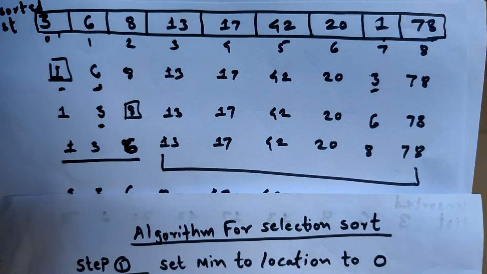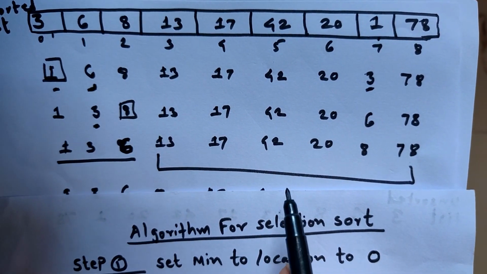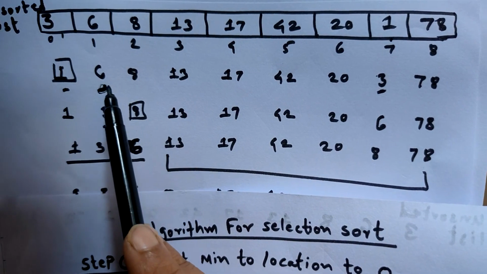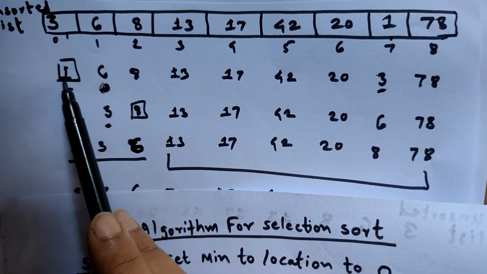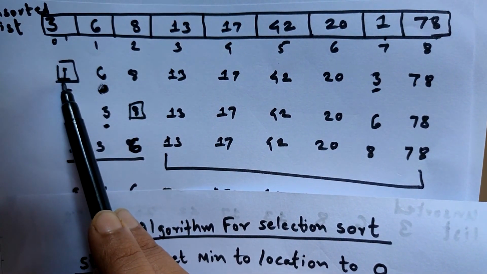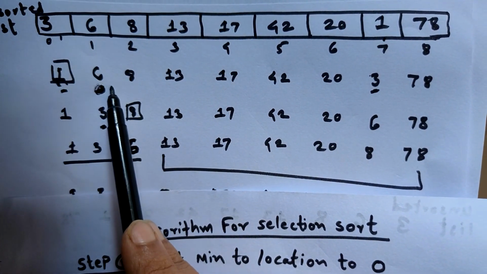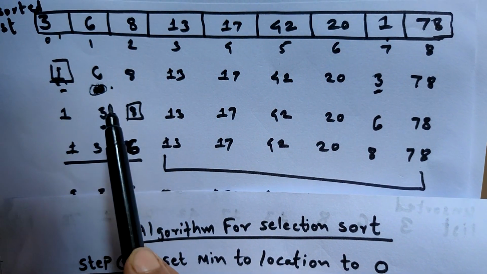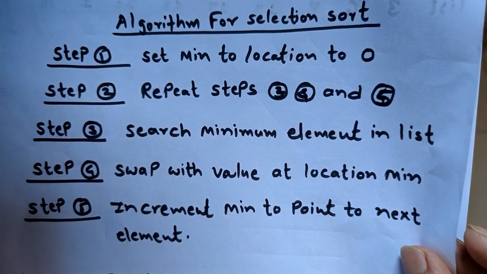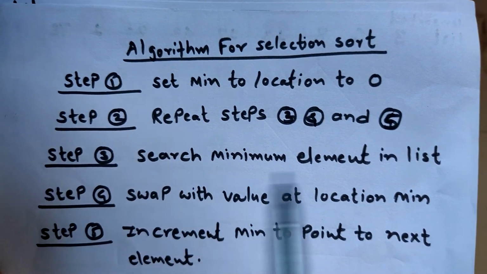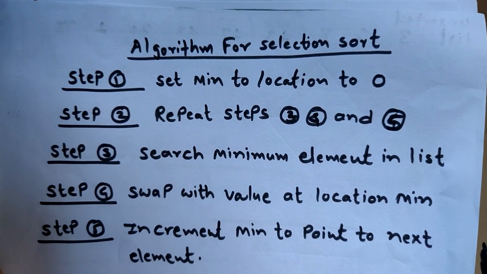Now the minimum will become, after the first iteration of sorting, the next element. So we know that this one minimum, its location is 0. At the completion of the first iteration, the minimum location shifts to the 6. So likewise you have to increment it and repeat these steps till you get the sorted result.